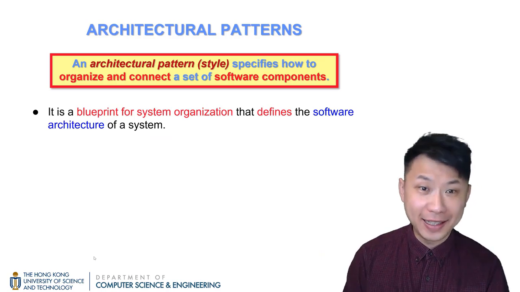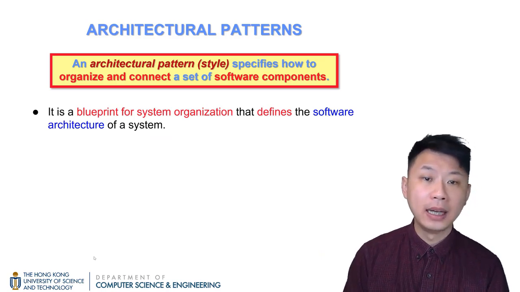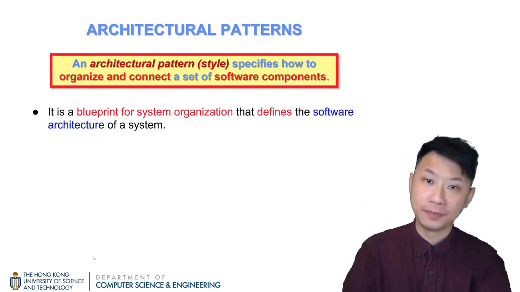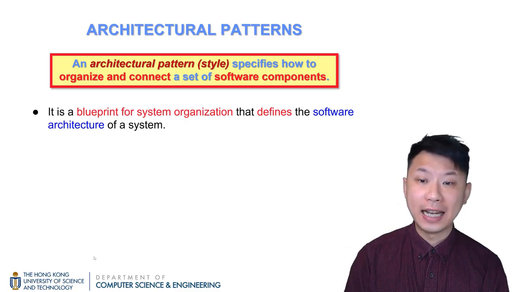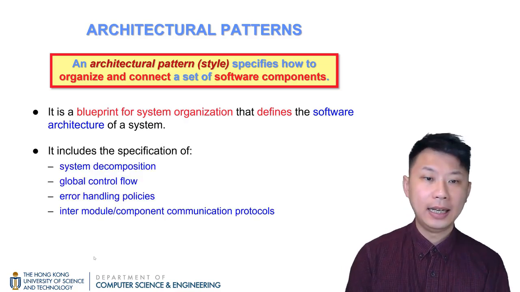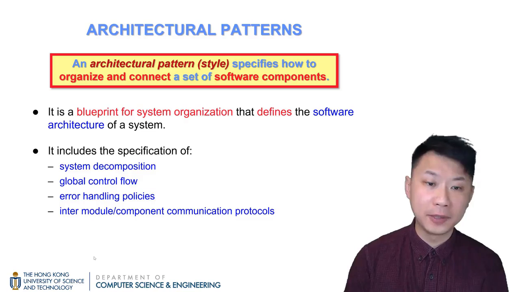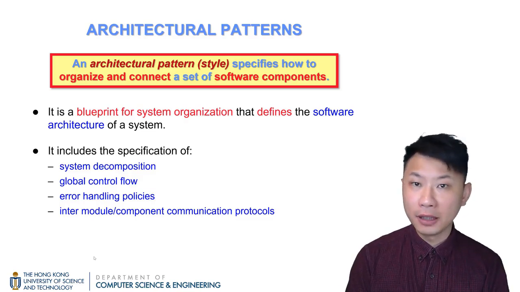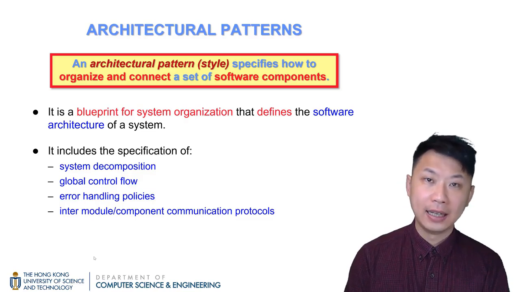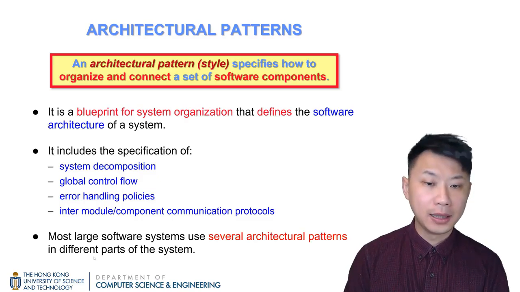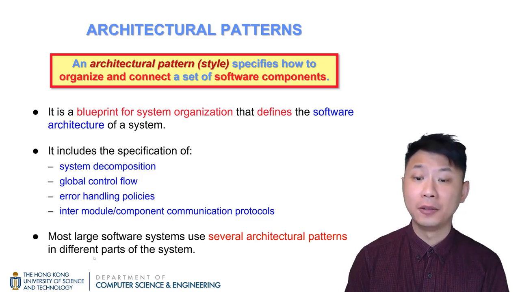We may also use some existing architectural pattern to design our software system. An architectural pattern specifies how to organize and connect a set of software components together to form the entire system. It is a blueprint for system organization that defines the software architecture of a system. It includes the specification of how we decompose the system into different subsystems, and also global control flow, error handling policies, inter-module component communication protocols, etc. Notice that most large software systems utilize several architectural patterns together in different parts of the system.